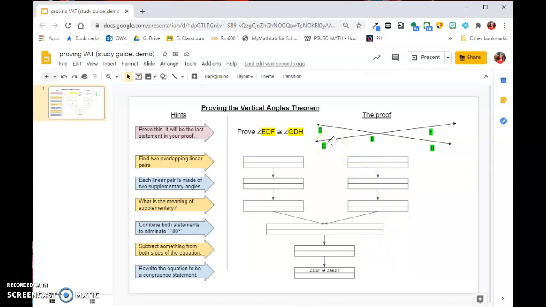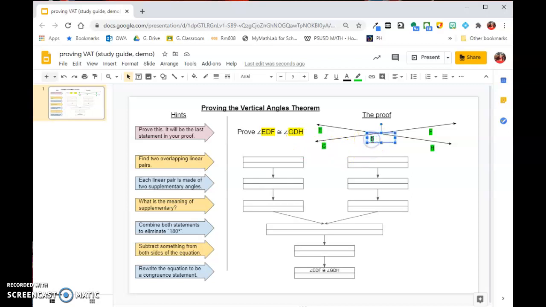Now, I need to have two overlapping linear pairs. And they need to overlap in such a way that if I remove the overlap, what remains are these two angles. So I've decided to use this linear pair and this linear pair. The overlap will be FDH. When I remove angle FDH, I'll have EDF, one of the angles I'm trying to use, and GDH, another angle that I'm trying to use.